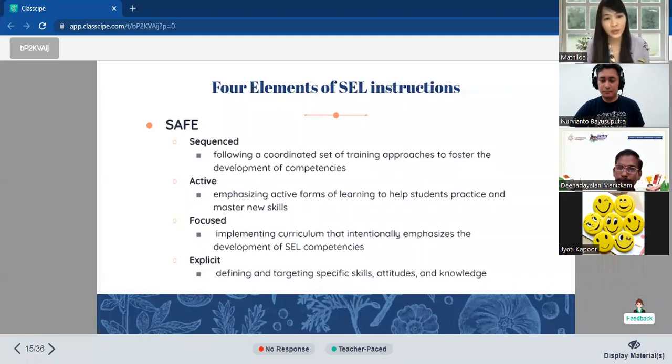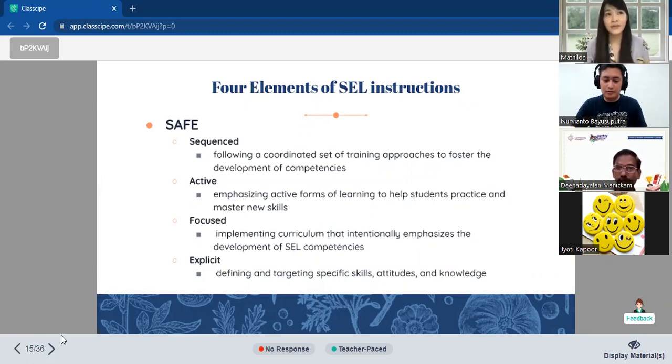And then the third one is focused, which means that we intentionally teach the skill. Same like ATL, we need to intentionally teach it. This is where our unit plans or lesson planning play a big role, because when we intentionally teach the skill, we will also plan it carefully. Because we want to see how our students develop the skills throughout our lessons.